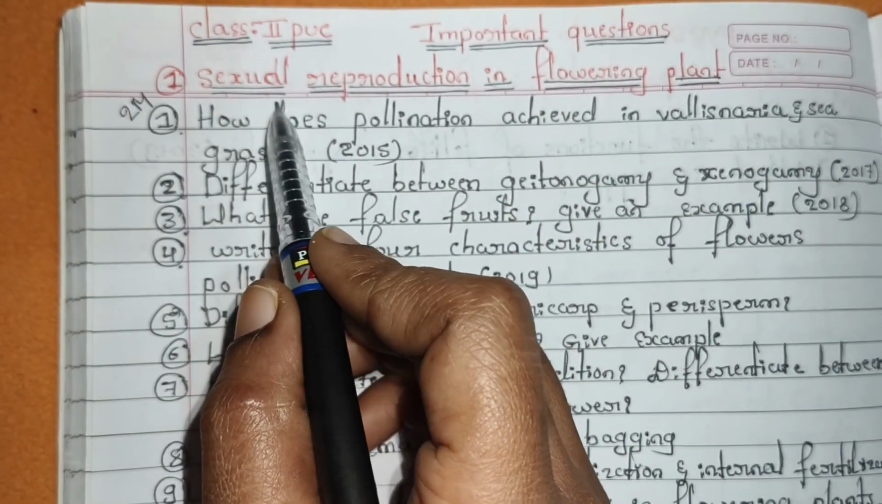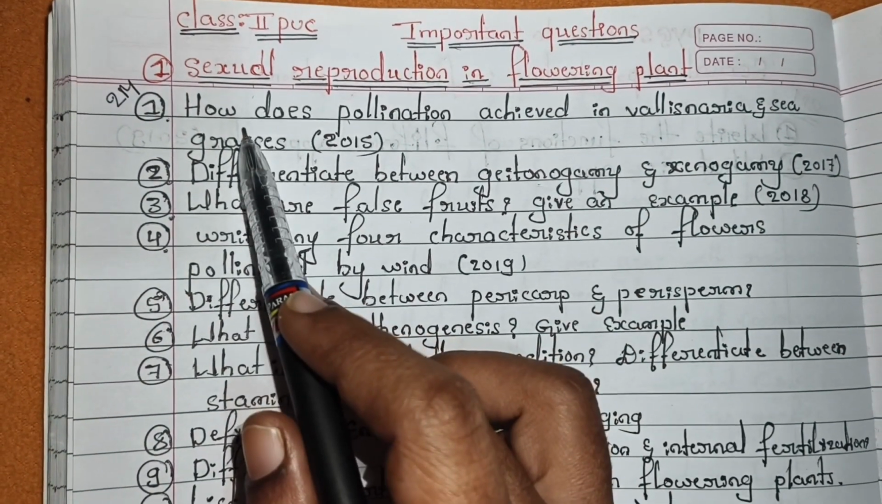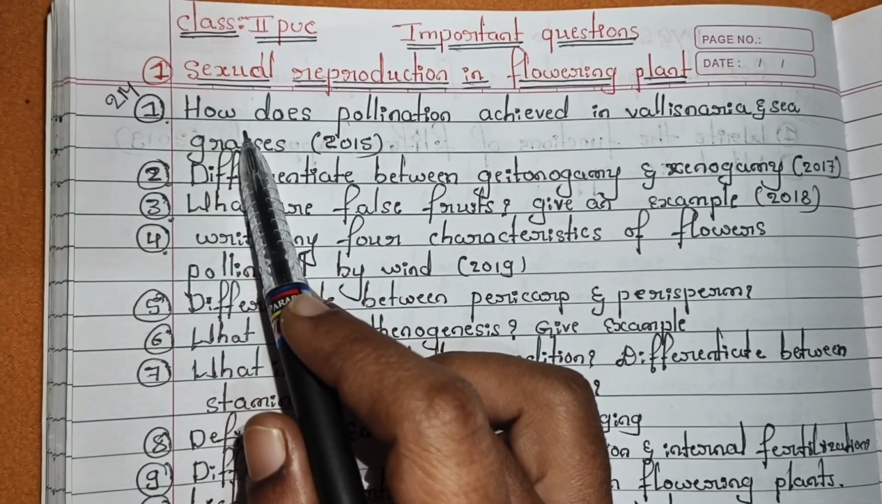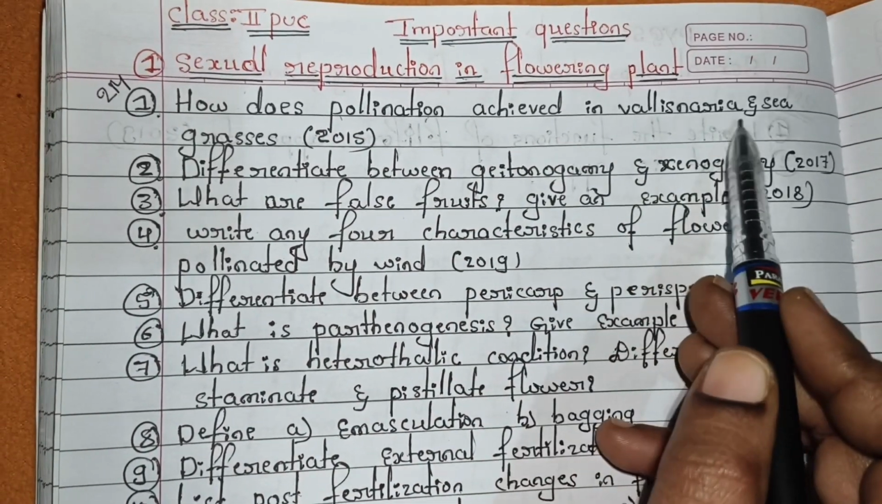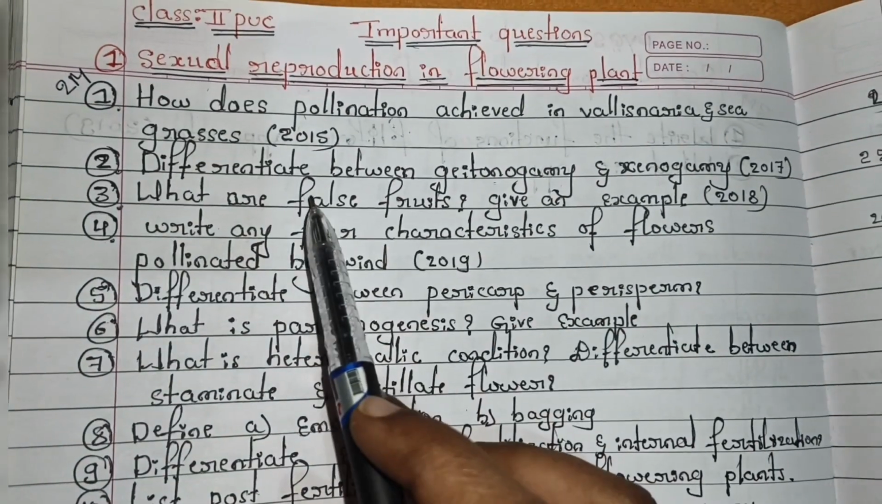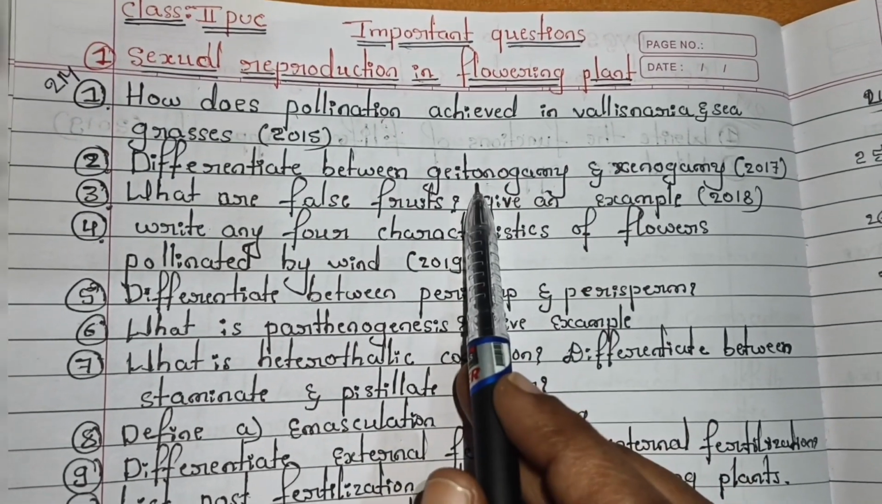So the first chapter is sexual reproduction in flowering plants. From this chapter, the first question that arises is: How is pollination achieved in Vallisneria and seagrass? And the next question is: differentiate between geitonogamy and xenogamy.